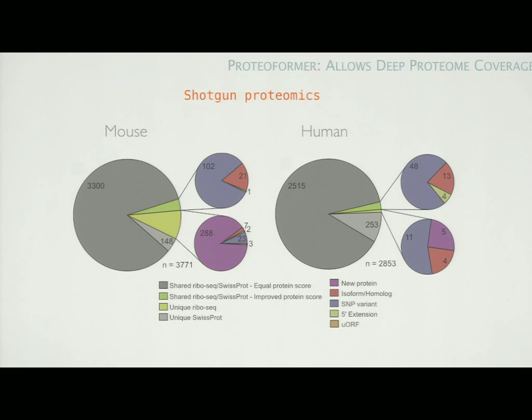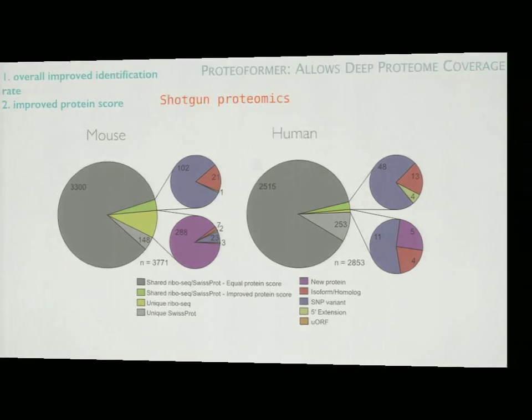And this is the overview result of the shotgun analysis. Left mouse, right human. In gray, you would see what you are able to identify at the protein level by searching SwissProt. The green sections in the pie chart would give you either an improved score or an actual new identification. And these new identifications are basically sequences which are not in SwissProt, or novel isoforms or extensions, or to a small extent also upstream open reading frames.